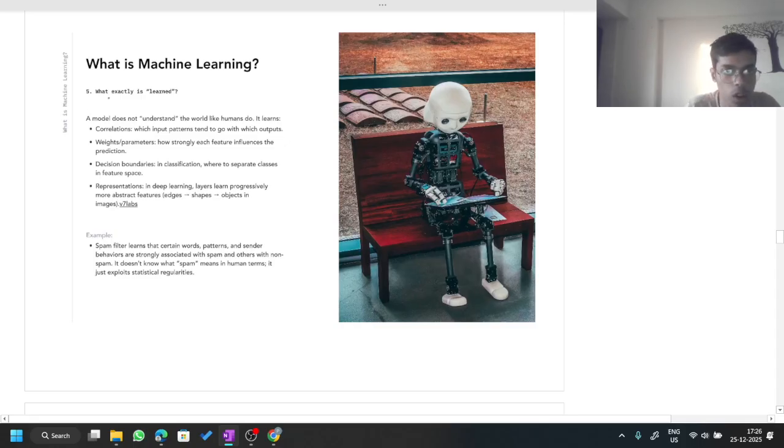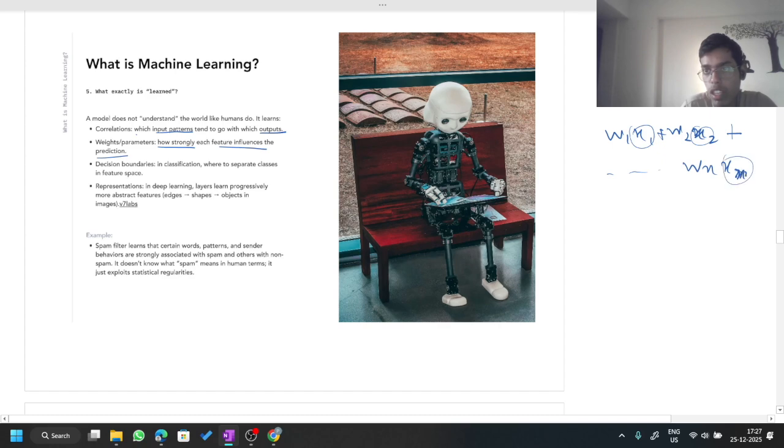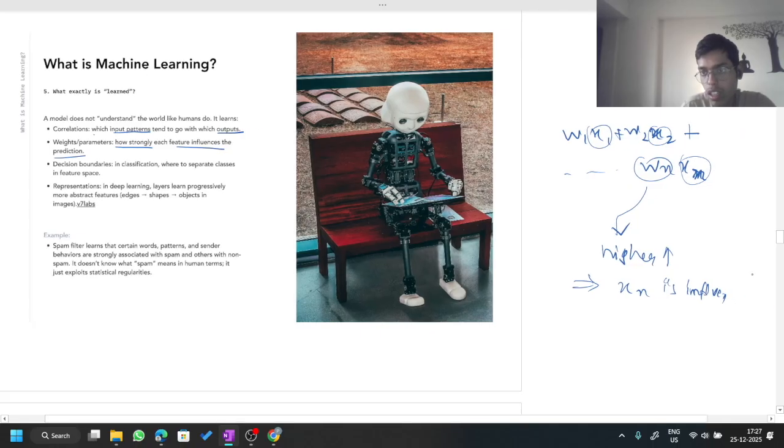Then the question answered is: what exactly is learned from the data? It understands correlations within the data, like input patterns which align with the output, and how strongly each feature influences the prediction, like w1x1 plus and so on. One of the simplest models is linear regression, w1x1 plus up to wnxn. There are n features, each having some data points, and if the weight of a feature is higher, it implies xn is influencing our output in a more drastic manner.